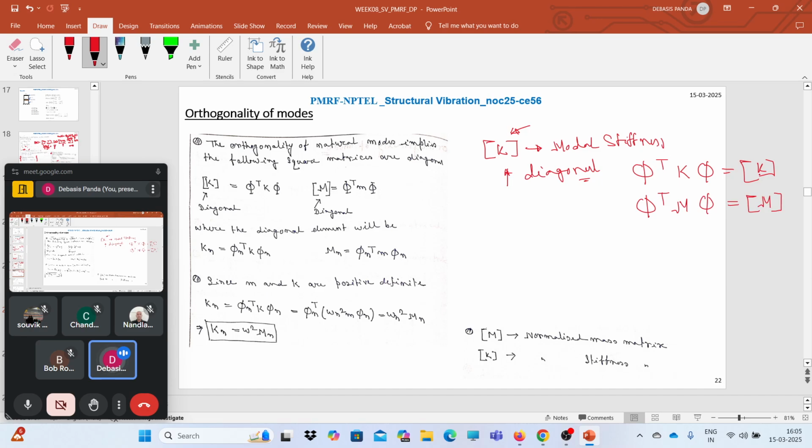That means each component of this matrix, like Kn, the nth component of this matrix, will contain phi n transpose K phi n. Likewise, for the M matrix, Mn, the nth component of this M matrix will be phi n transpose M phi n. We call them the normalized mass matrix, normalized stiffness matrix, modal mass matrix, or modal stiffness matrix, right? Now, we can also say that M and K are positive definite. So we can prove that the transformation leads to the same equation, K equals omega square M, right?